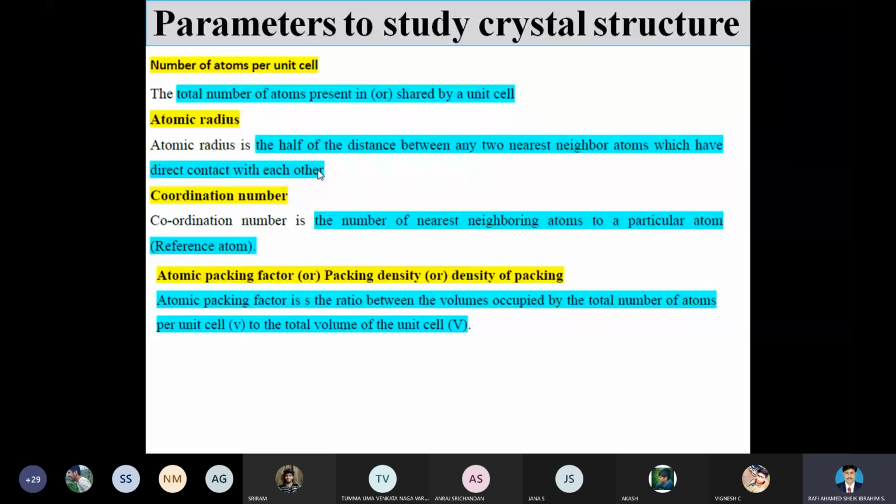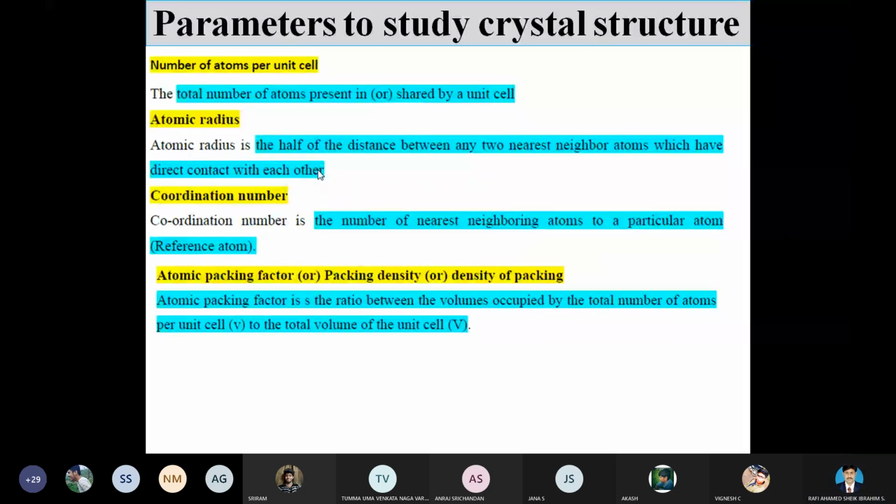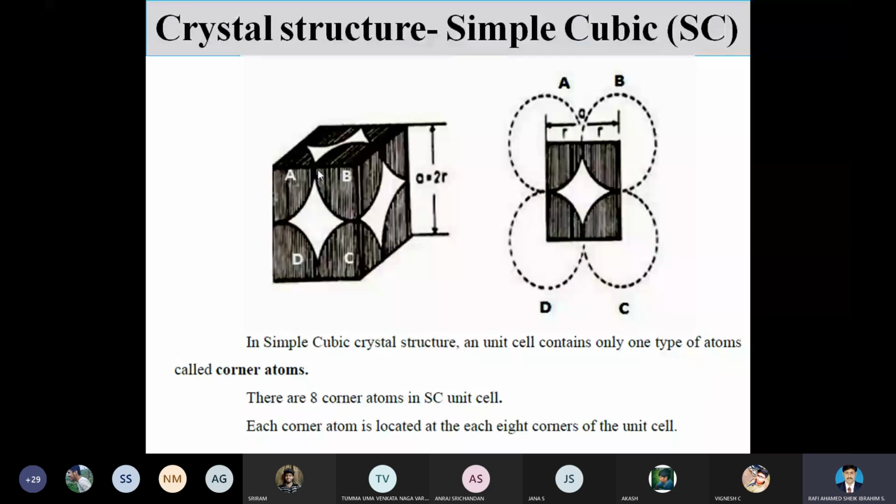So what is that? The basic parameters are 4. That basic parameters I have shown here. If you are clear with these parameters, then you can start deriving the structure. If you know this, then you can start doing it. So let's start with the first crystal structure, the simple cubic structure.